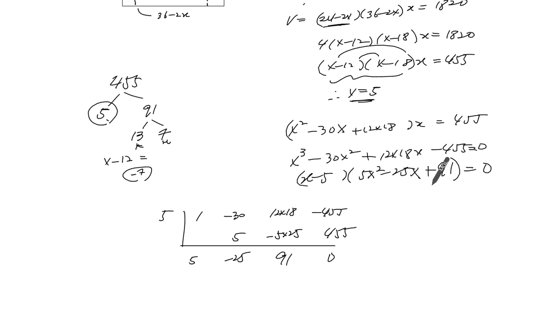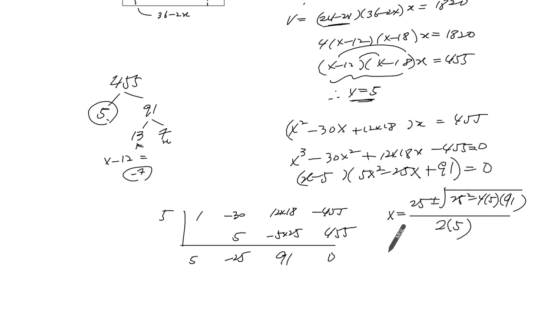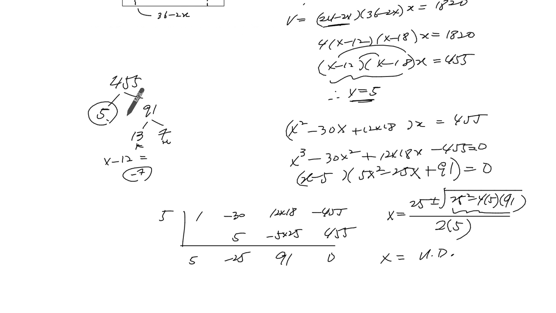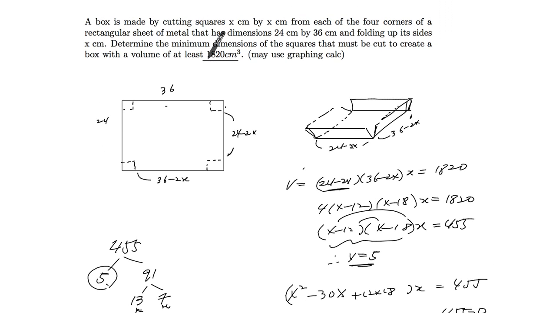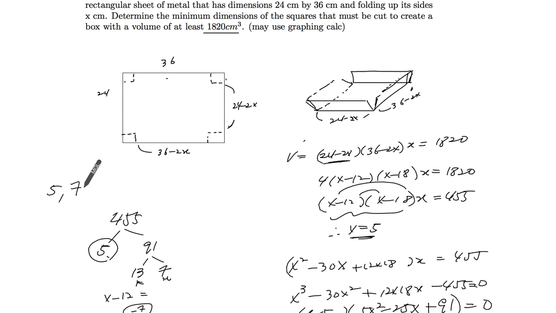From here we can get two more answers. Let's use the quadratic formula. So x is equal to 25 plus or minus the square root of 25 squared minus 4 times 91, over 2. Let me punch that in the calculator. There's a negative value in here, so this becomes undefined. So 5 is the answer that we want. So to determine the dimensions, it's got to be 5, 7 by 13.